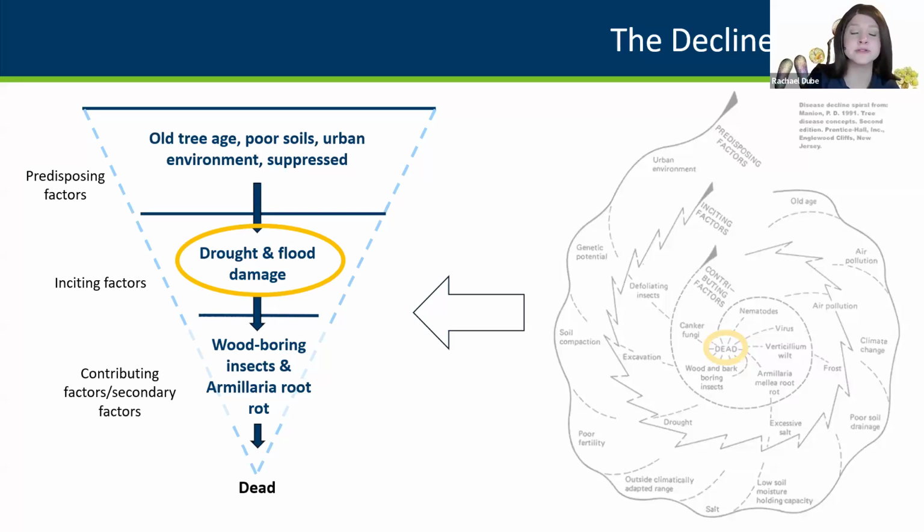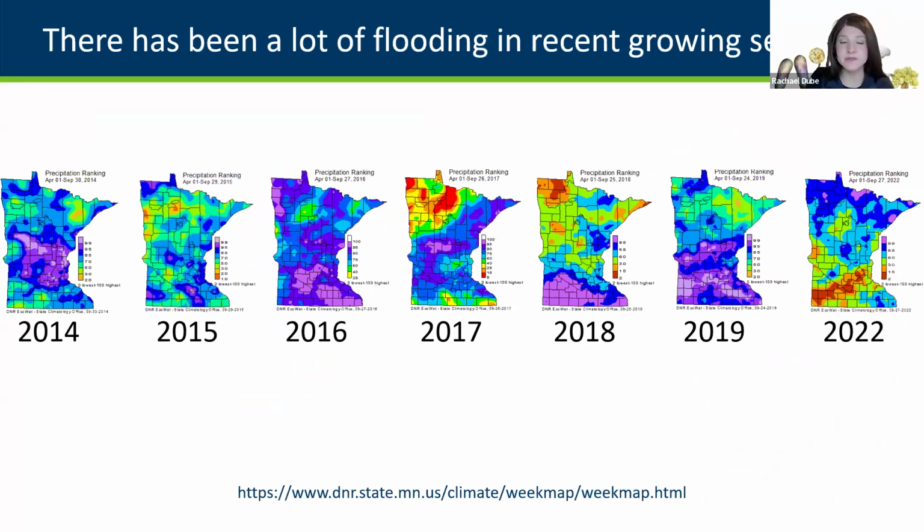And so what I wanted to start off with is talking about, because it really has been so important for the health of our oaks, these inciting factors, which are both drought and flood damage in recent years. And so there's actually been a lot of years with excessive precipitation, even though we have been so dry in the past few years in a lot of parts of Minnesota. And so here's a series of statewide maps showing the growing season precipitation in each of these years. And so it's showing what we got from April through September each year in different parts of the state.